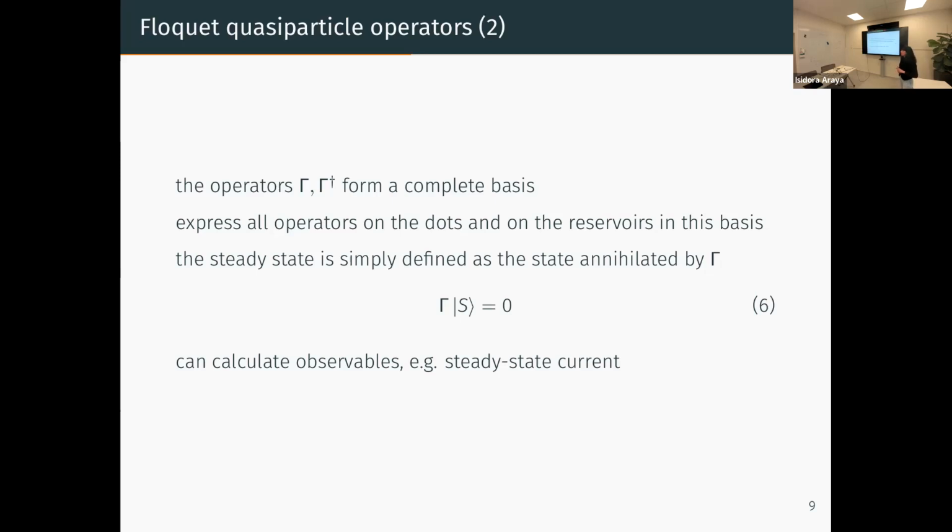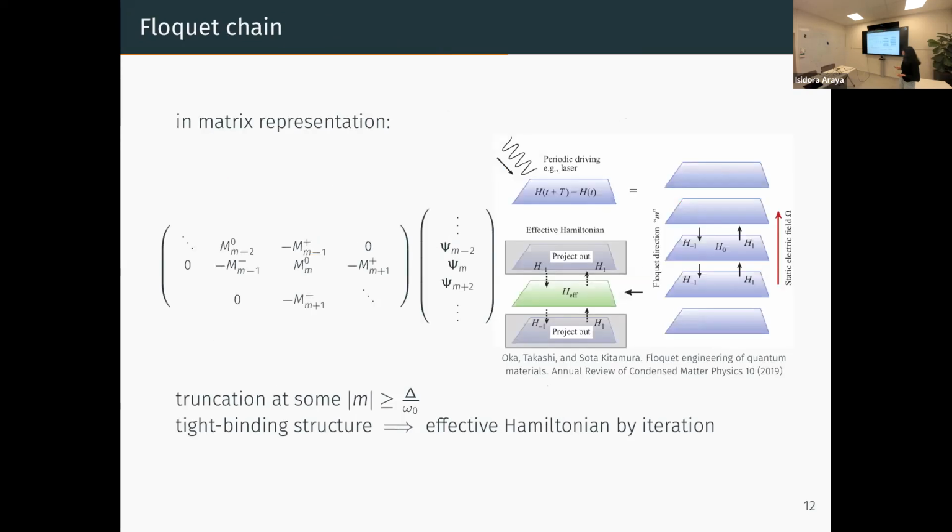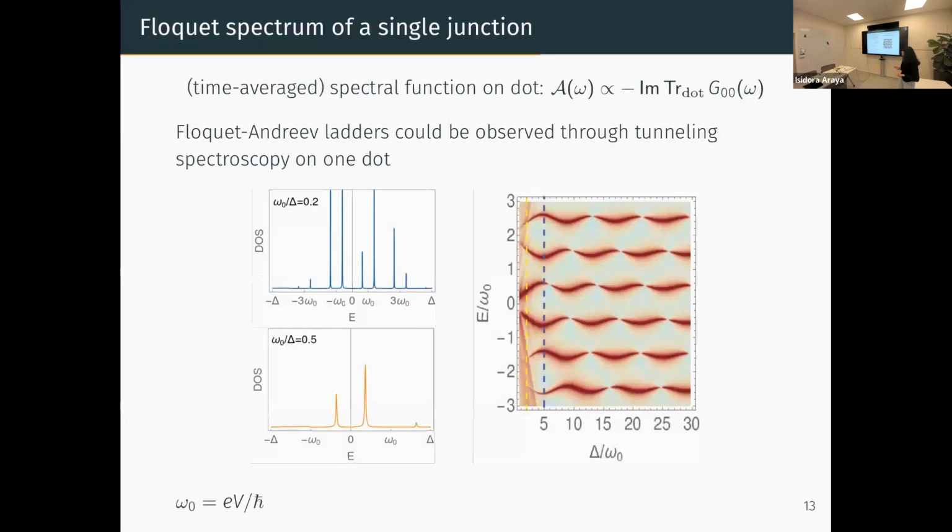Actually, we don't have a description for the Floquet populations, which is something I would like to do afterwards. I'm thinking more of the open quantum system description, like with the density matrix. But up to now, we don't have it. We just have eigenenergies. In the end, I can calculate some time-averaged spectral function on the dots.